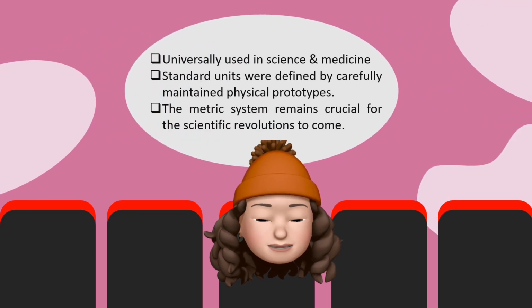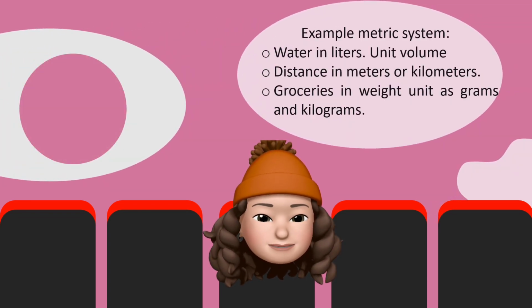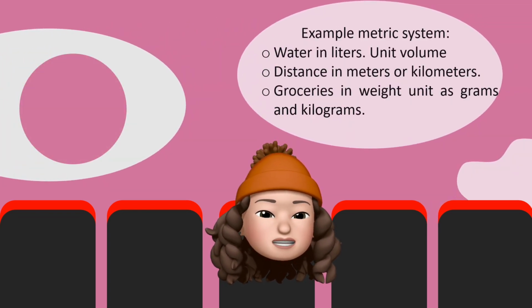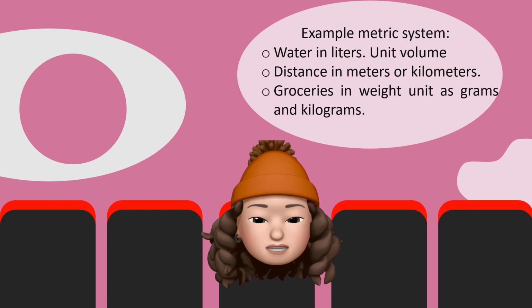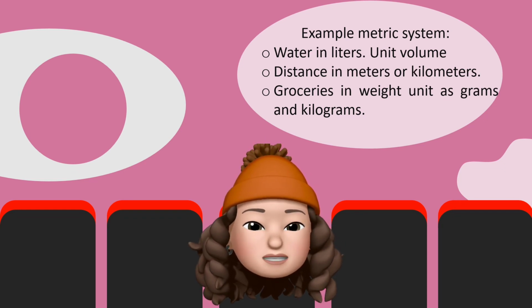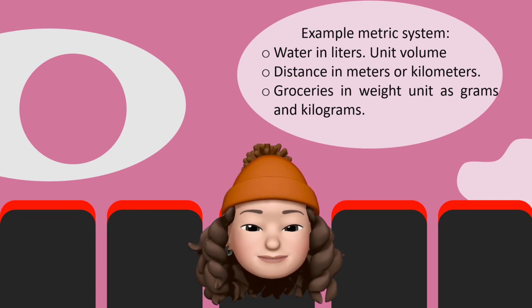We use the metric system in our daily lives in many ways. Let us look at some everyday examples of the metric system. Water in the tank or a liquid in the container is measured in liters. It is the metric unit of volume. Next, when we travel in a vehicle, we measure the distance traveled in meters or kilometers. Next example is when we buy groceries, they are measured in weight units as grams and kilograms.